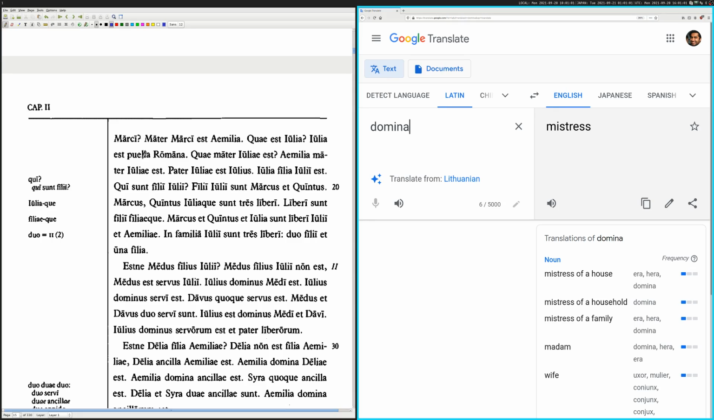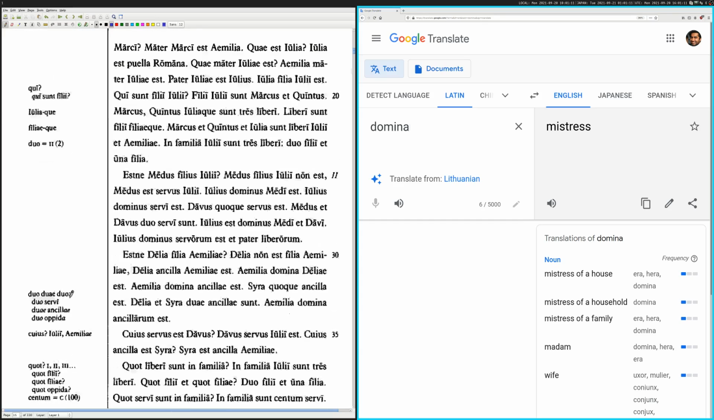Amelia doms the house bitches, and Sarah is also a house bitch. Delia and Sarah are two house bitches. Okay. Amelia is the dom of house bitches. Okay.